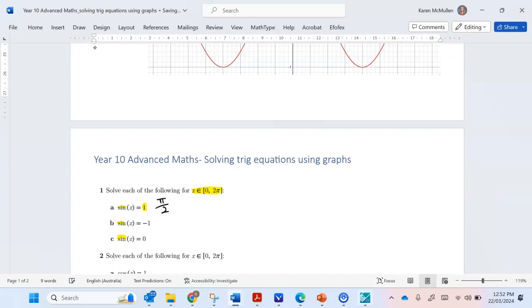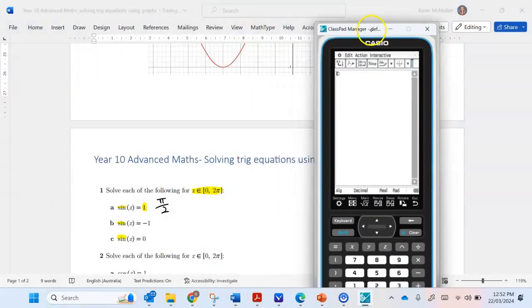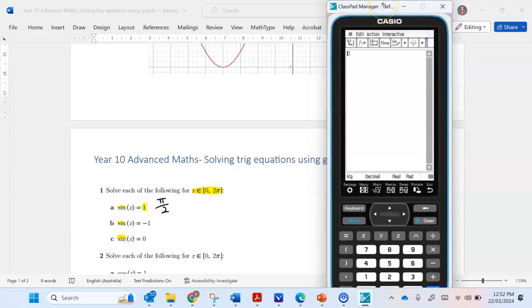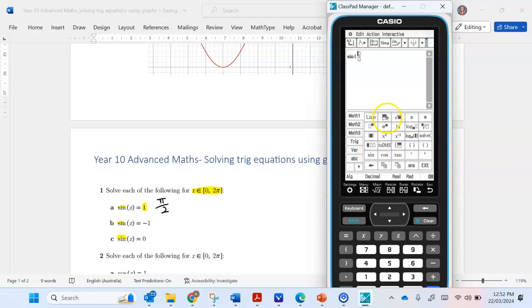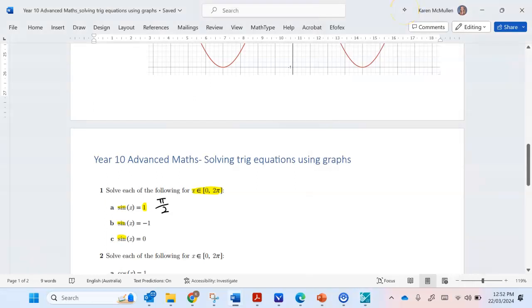Now, if you wanted to check your answer, you can just do sine of pi on 2. So sine of pi on 2, just make sure we're in radians, which we are. So this button here changes it to radians, and we should get the answer of 1. Whoops, I flicked back to degrees. There we go, and there's your 1. All right. Then we just do the same for the others.